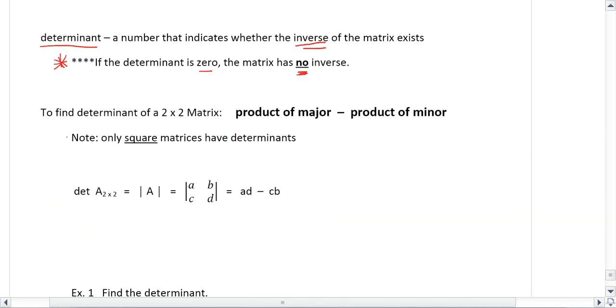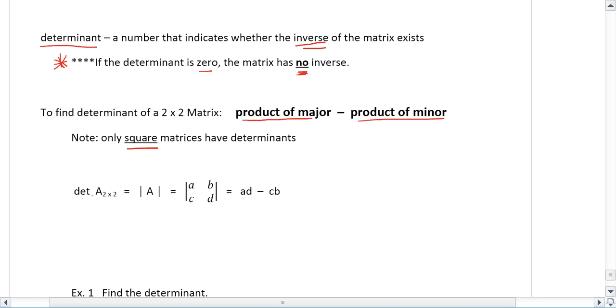So now we need to learn how to find a determinant. And first, just notice only square matrices have determinants. So we're going to start with a 2 by 2 because that's the simplest square matrix. To find the determinant, you take the product of the major diagonal and subtract from that the product of the minor diagonal.